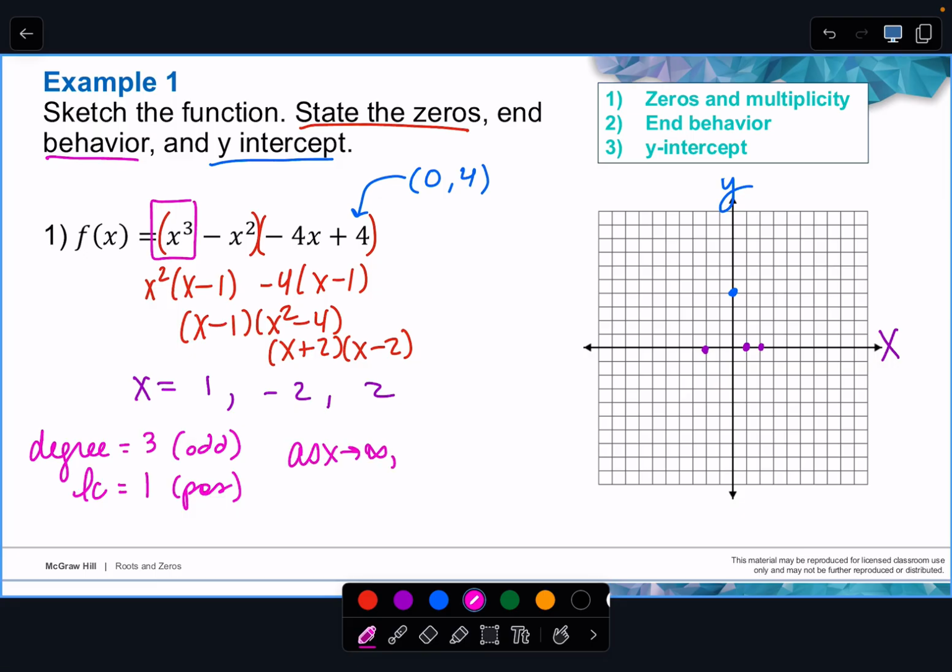So then we say, as x goes to the right, what's my graph gonna do? And as x goes to the left, what's my graph gonna do? Well, every time that I have positive odd, the right is up and the left is down. Every time you have something positive, the right is up. Every time you have odd, they're opposite. That's the way to remember it. Memorize it.